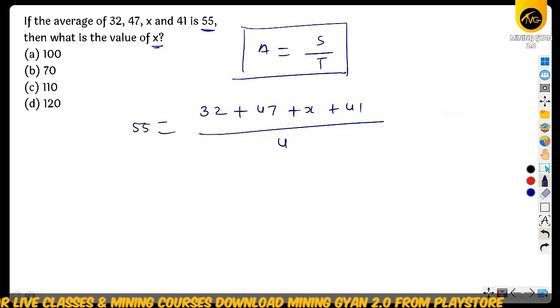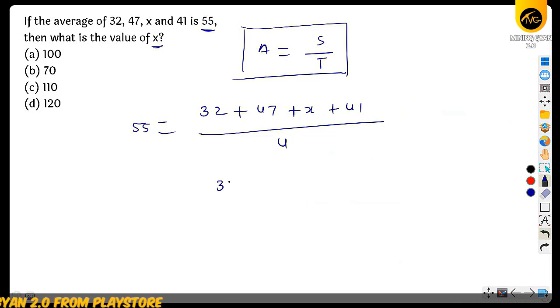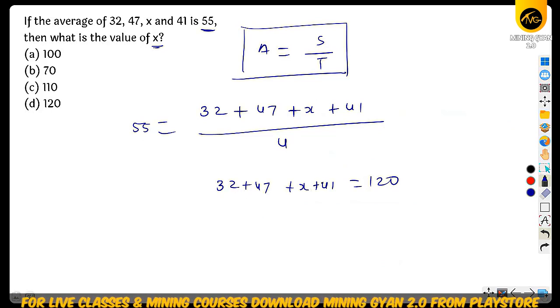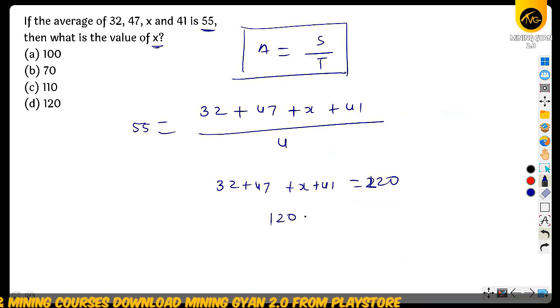Okay, first of all, just multiply the 4 and 55. That will be 55 into 4 is 220, na? So 32 plus 47 plus x plus 41 is equal to 220. Now 32 plus 47 plus 41, sorry, it will be 120, na? Correct, 120.